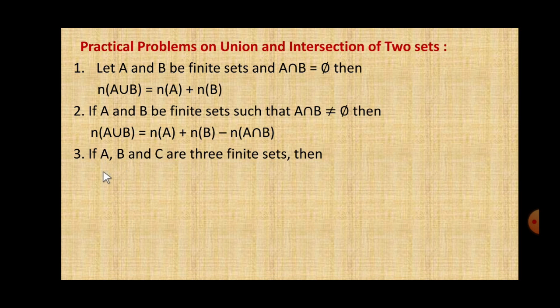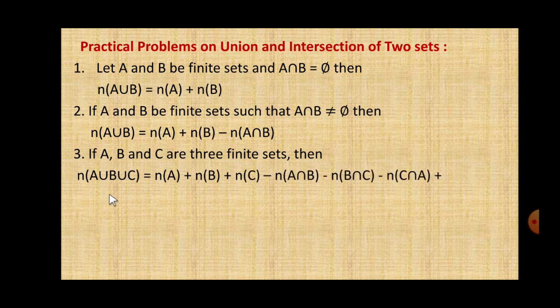Next, third formula is, if A, B and C are three finite sets, then n of A union B union C equal to n of A plus n of B plus n of C minus n of A intersection B minus n of B intersection C minus n of C intersection A plus n of A intersection B intersection C. So when three sets are given, you have to remember this formula: n of A plus n of B plus n of C minus n of A intersection B, n of B intersection C, n of C intersection A, plus n of the intersection of all these three sets.